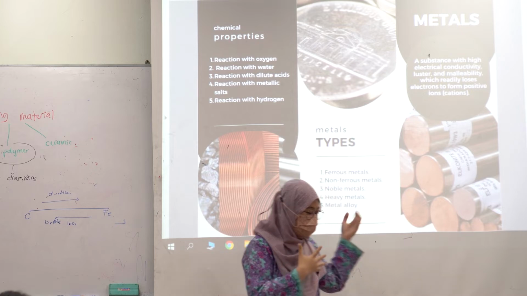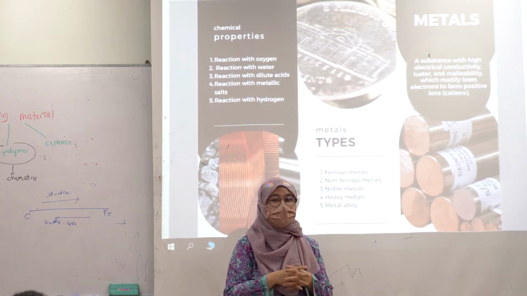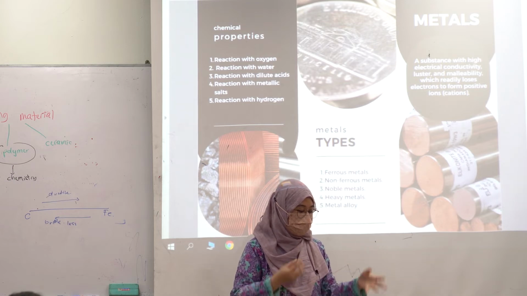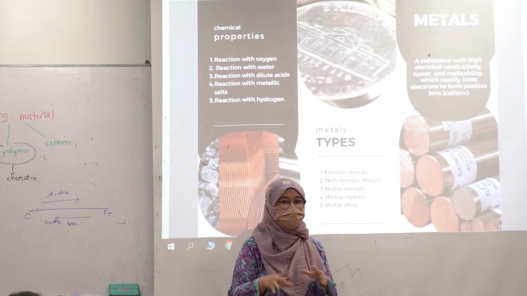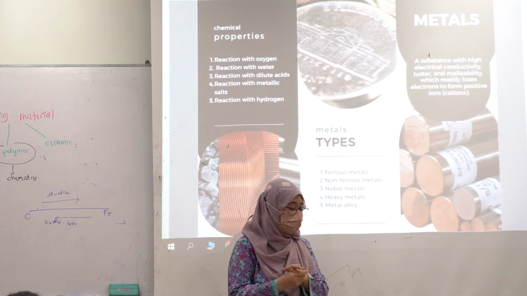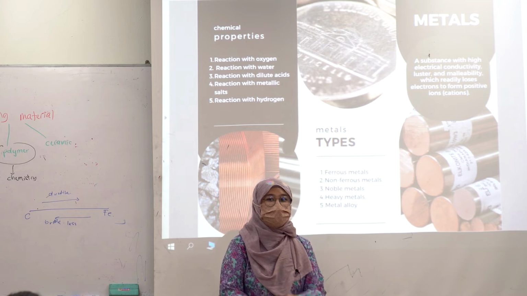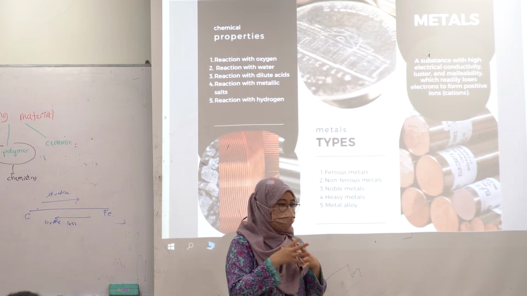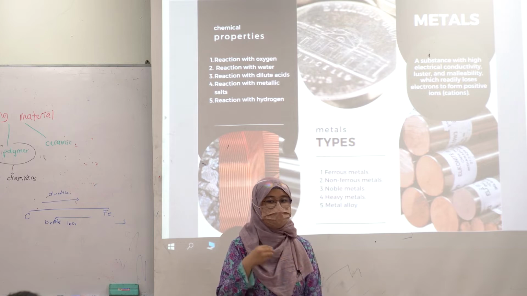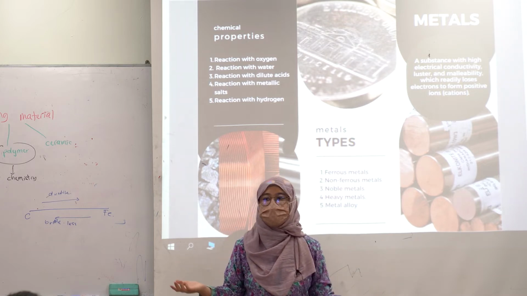So this is the last part, reaction with hydrogen. Metal will react with hydrogen to form metal hydrides. But very few metals react with hydrogen. The most common ones are sodium and potassium. So when sodium reacts with hydrogen, it will form sodium hydride. Okay. Do you guys have any questions?